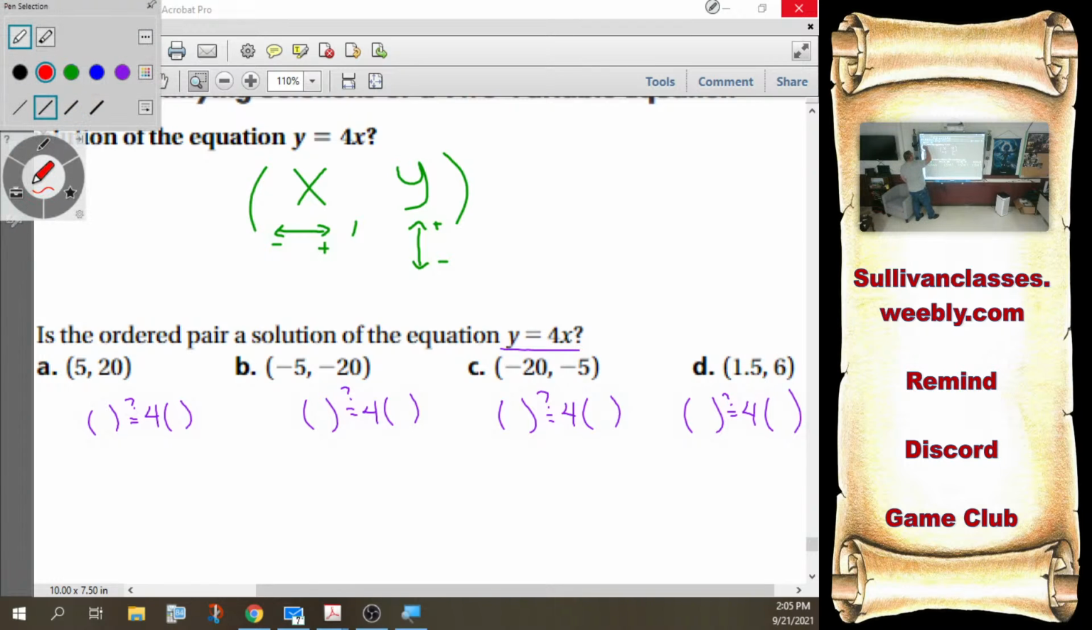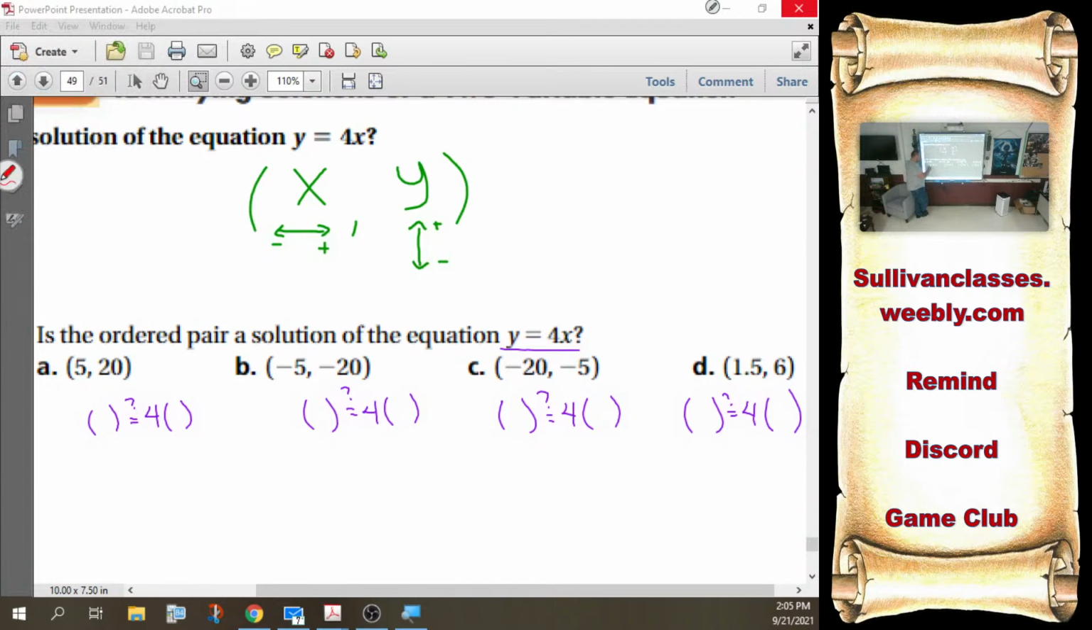In there I will plug. Put a 20 in for y, a 5 in for x. Last I checked, 20 is indeed 20. So that one is a solution. Plug a negative 20 in for y and negative 5 in for x. Negative 20 is negative 20. Yay, I'm right. But negative 5 here, negative 20 here. Negative 5 is not negative 80. Not even close.